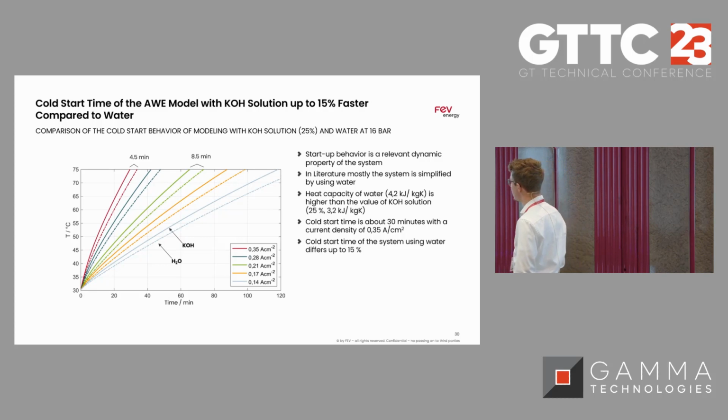Basically what we can see is, depending on the current density at which you ramp up your electrolyzer, that you can have a difference of a couple of minutes just by taking the KOH correctly into account and not just the water as the base heat capacity. And then you can say it takes about 20 to 30 minutes to heat up such an alkaline electrolyzer at the megawatt scale. So this is maybe one of the drawbacks for the alkaline, but really only if it starts cold. Once they're both warm, PEM and alkaline can really perform quite well also transiently.